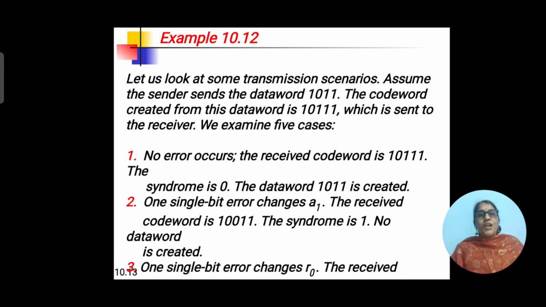In the second case, one single bit error changes A1. The received code word is 10011. The syndrome is 1. No data word is created. In the third case, one single bit error changes R0. The received code word is 10110. The syndrome is 1. No data word is created.